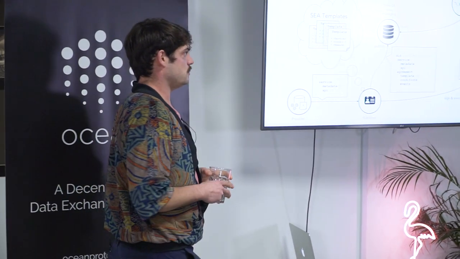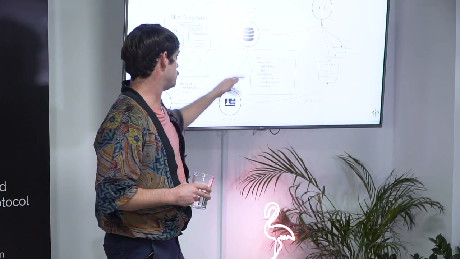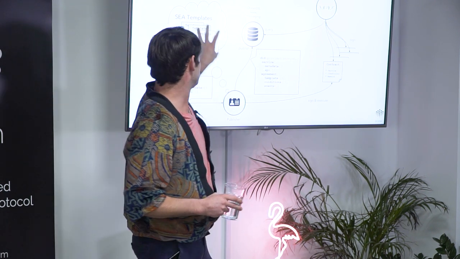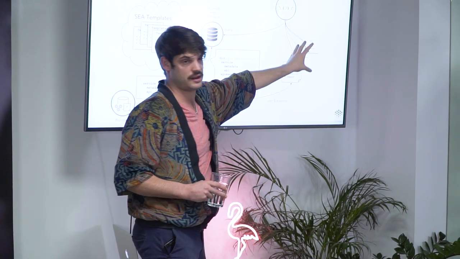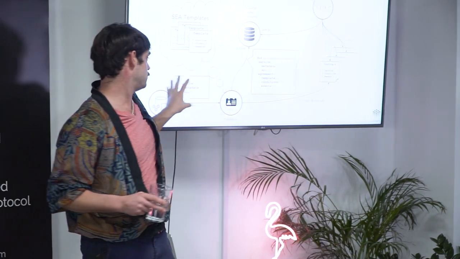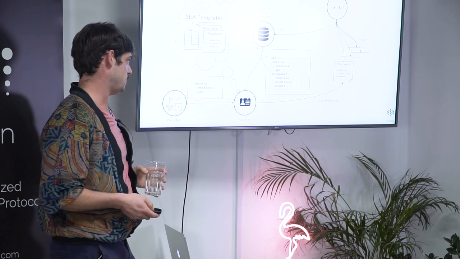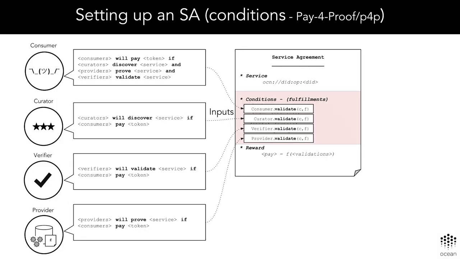Then a consumer comes in, he queries the marketplace looking for some interesting data. Oh, he found this one. Now, what we want to do is get that agreement, sign it from both parties, maybe I do a payment, and then I get granted access to this cloud or Web3 service. So that's the full flow.